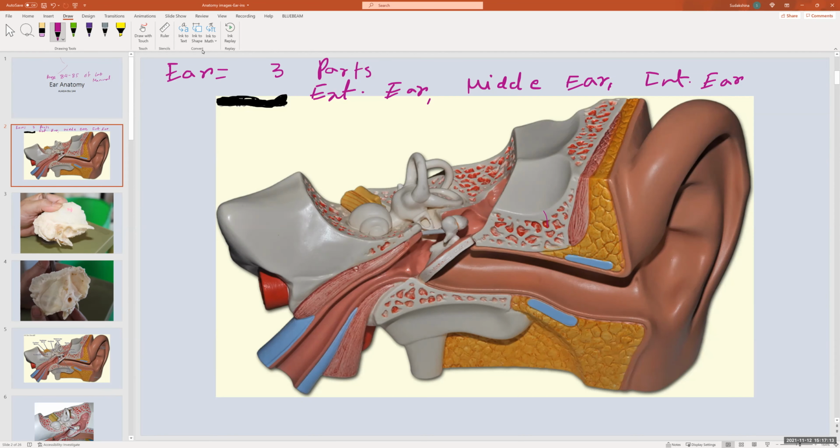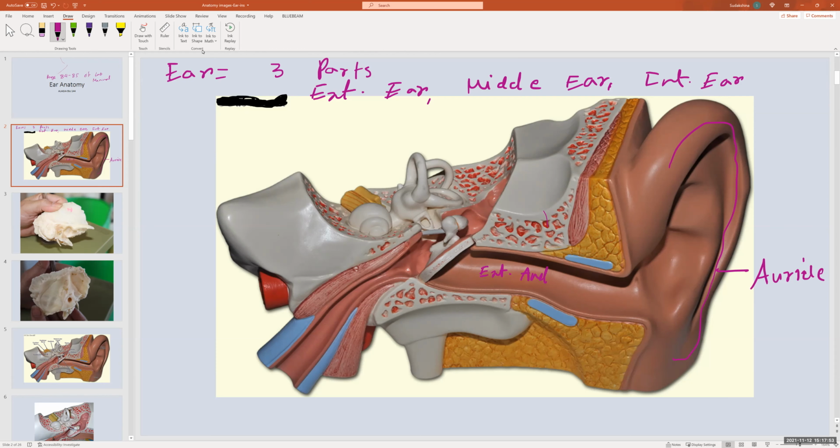Let's start with external ear. So external ear is divided into three parts: auricle, external auditory canal, and tympanic membrane. So what you see here, the helix shaped part, this is the auricle. Auricle is the elastic cartilage, skin, connective tissue, etc. What comes next basically is the external auditory canal.